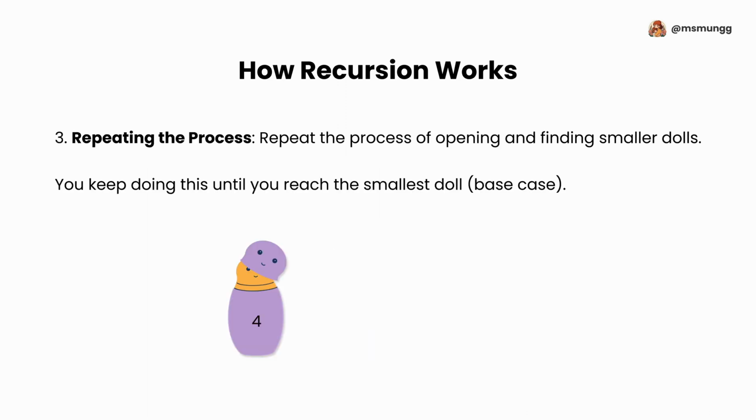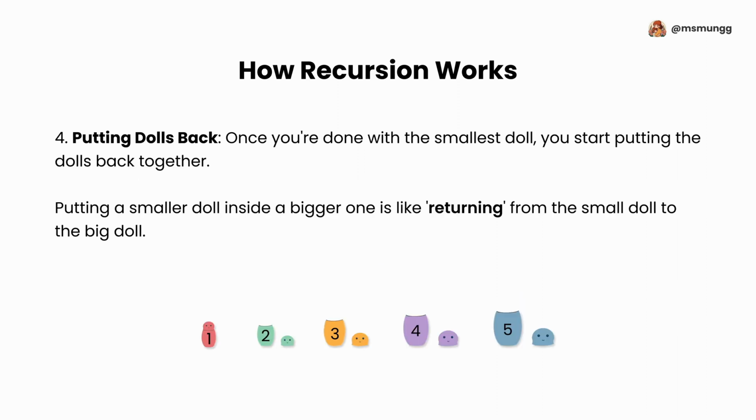3. Repeating the process. Now, do the same thing you did with the big doll to the smaller doll. Repeat the process of opening and finding smaller dolls. We keep doing this until we reach the smallest doll, which is the base case.